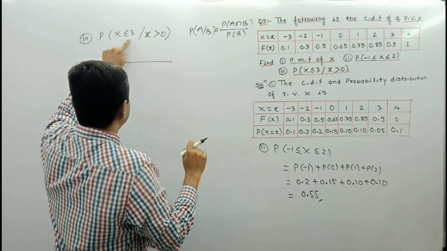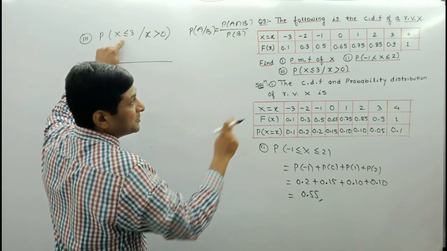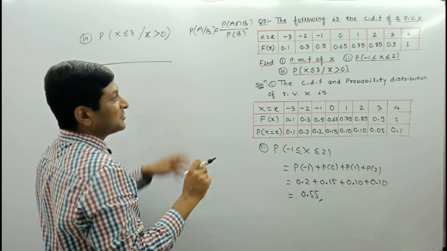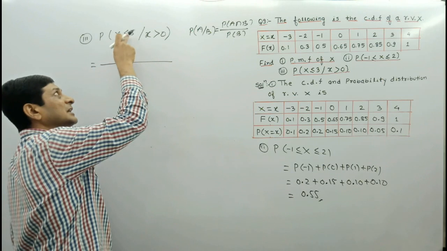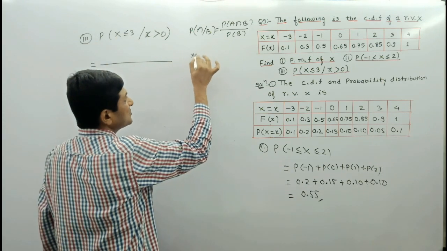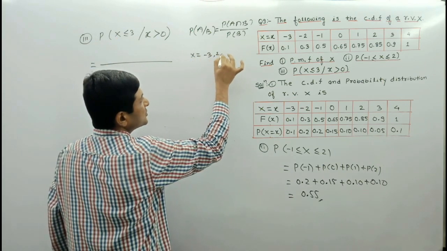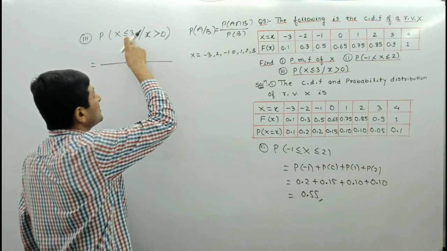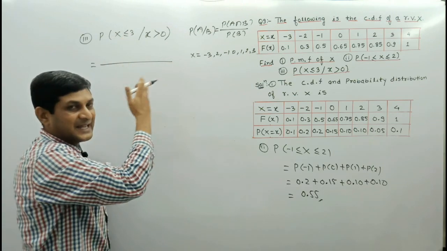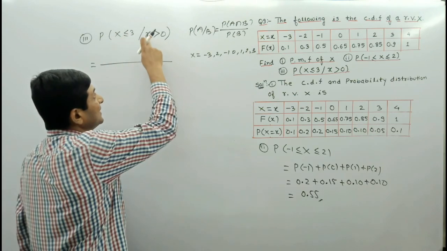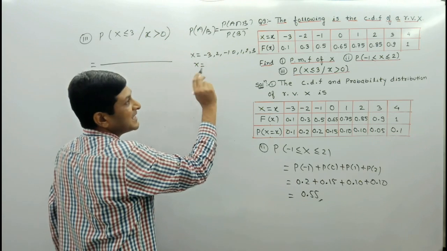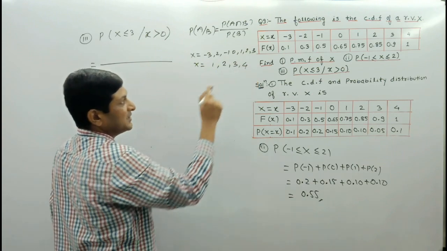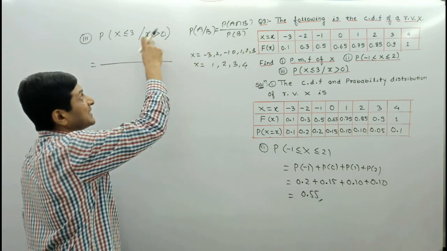Check in this case which values of x are less than or equal to 3. The values of x which are less than 3 or equal to 3 are -3, -2, -1, 0, 1, 2, 3. These are the values of x satisfying the condition less than or equal to 3. And here x is greater than 0. Greater than 0 means 1, 2, 3 and 4. These are the values of x greater than 0.